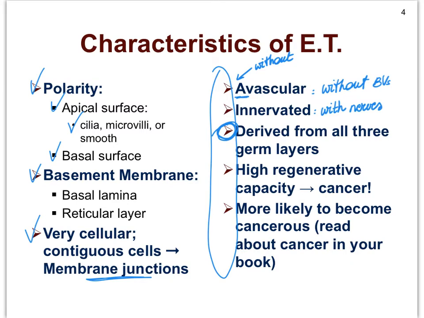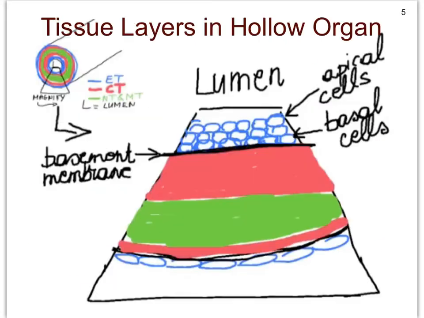And we'll focus on the high regenerative capacity of epithelial cells and how that relates to cancer. So notice that epithelial tissues, because they can divide so easily, because they can regenerate so easily, they are also much more prone to forming cancer.